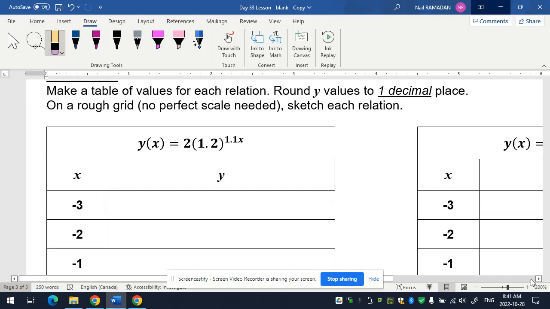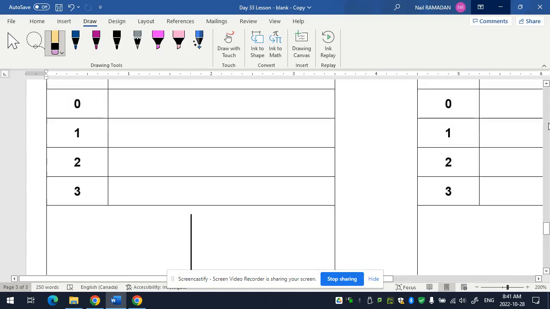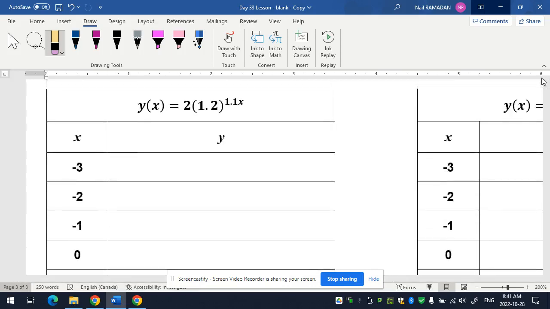No perfect scale. Look at the grid I gave you. Do you have any grid lines or numbers? So that means just show me the general behavior with specific points. Okay, so let's look at the first one. Here it is. What's my first x value?